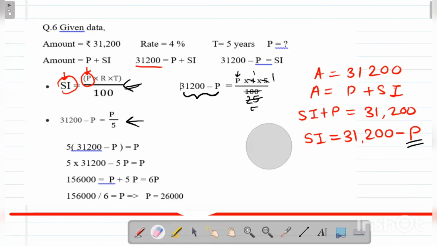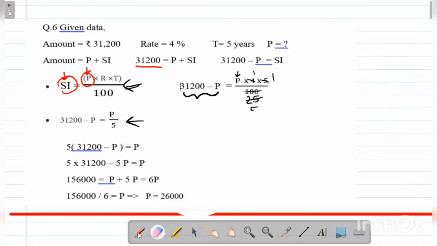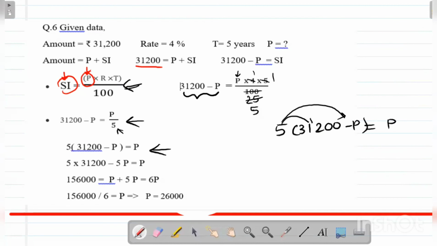Now you can solve this. How can you solve this? Now this 5 is in the denominator, we can shift it, so it will go into multiplication. 31,200 minus P is equal to P. Now this 5 is outside the bracket, so it is going to multiply with each and every term of the bracket. So this will become 156,000 minus 5 into P, that is 5P, is equal to P.